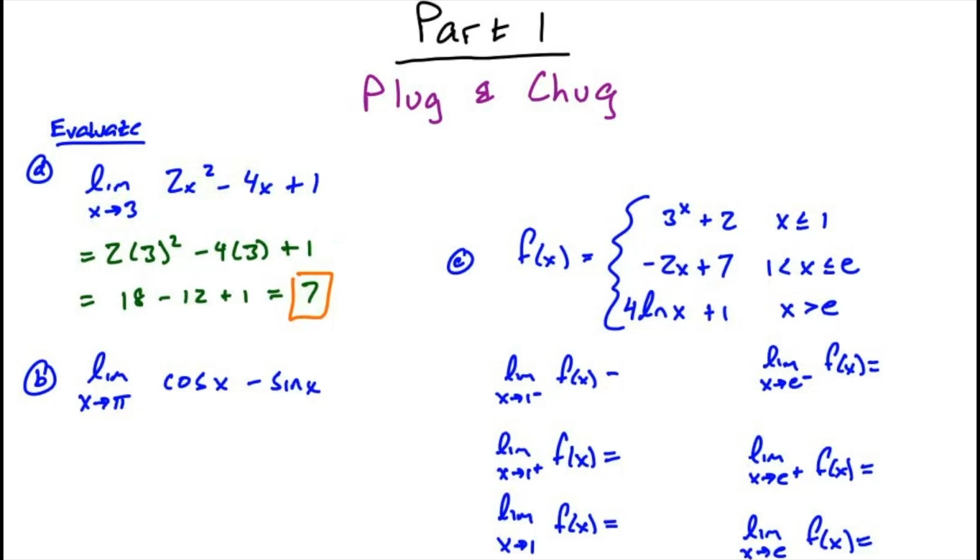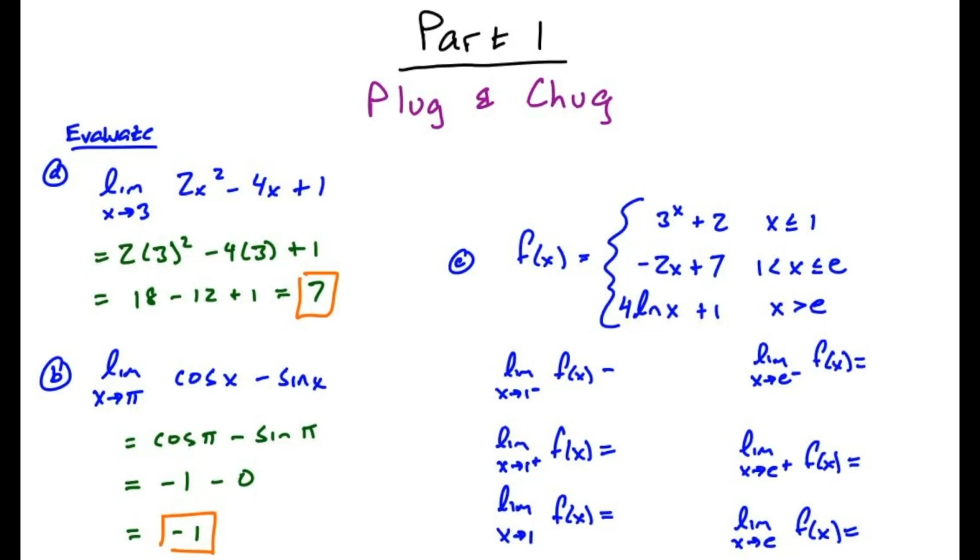Nothing fancy. Same story is going to hold if we have logarithms, exponentials, or in example B, trig functions. We're going to plug in pi where our limit's going, cosine of pi minus sine of pi. Evaluate normally using unit circle. So we should have negative 1 minus 0. And simplify, that's obviously negative 1. So the limit as x approaches pi of this function is negative 1.